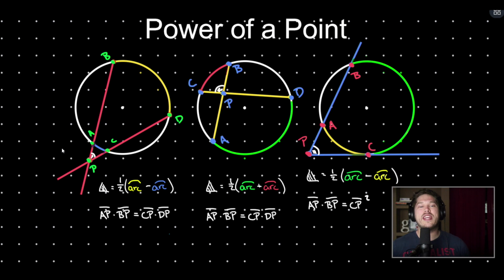In today's video, we are talking about the power of a point theorems. These theorems have to do with circles and secant lines and chords and tangent lines and their intersection points. Okay, that's why it's called power of a point, because it has to deal with the point of intersection. These theorems deal with the angle that is formed at the point of intersection along with the lengths of the corresponding secant line or tangent line or chord.